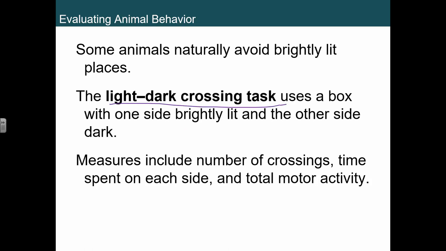One of these is this light-dark crossing task. Rats, among many other animals, will avoid brightly lit areas. The reason for that is if it's in a brightly lit area, something can see it and eat it, right? So you want to hang out in the dark. But if you give a rat an anti-anxiety medication, it'll spend more time than normal out of the dark area and into the light. Right? So it'll kind of get out and explore around.